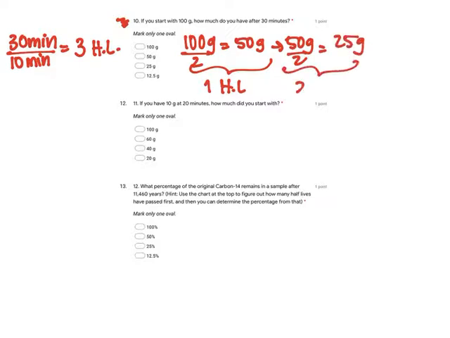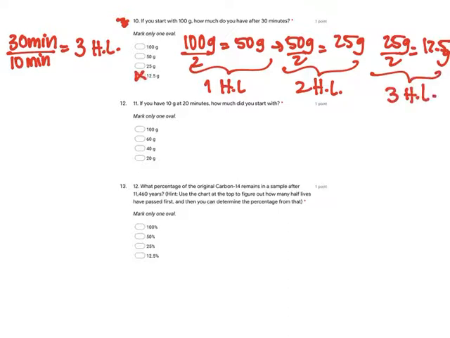25 grams would remain after 2 half-lives. And 12.5 grams would remain after 3 half-lives. So that would be our correct answer.